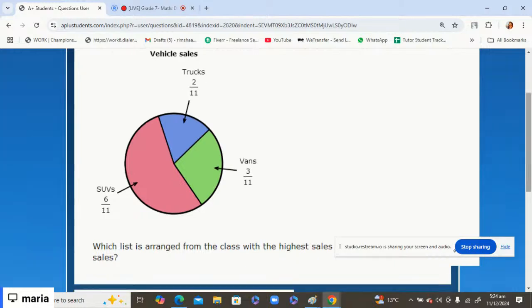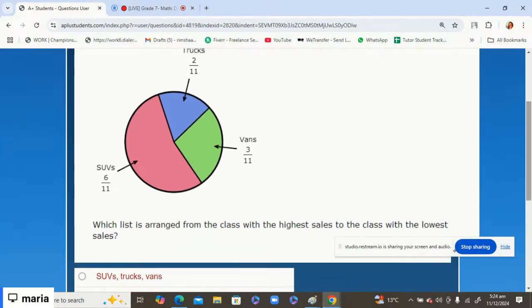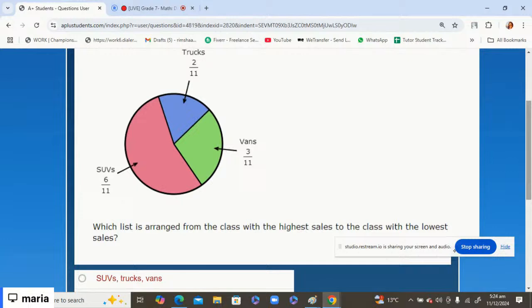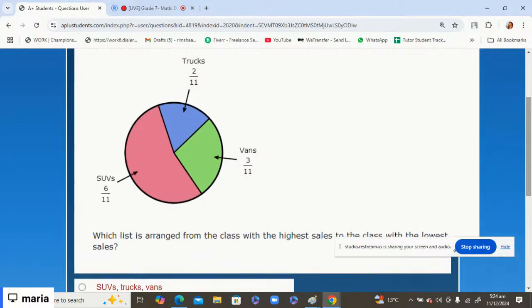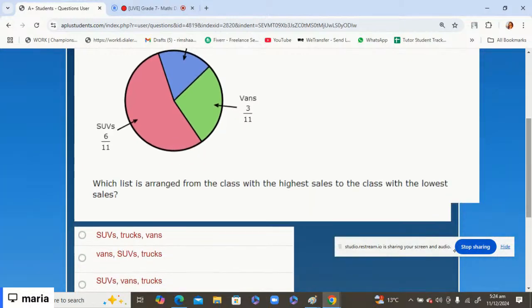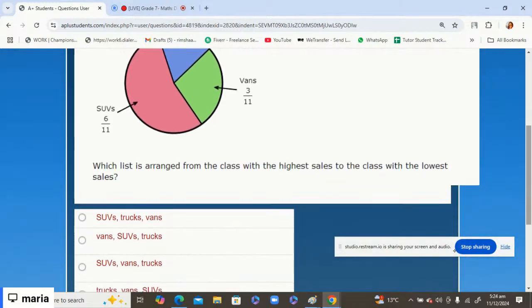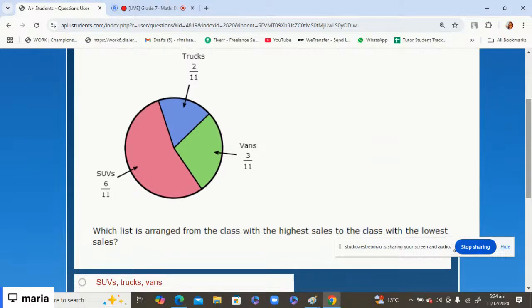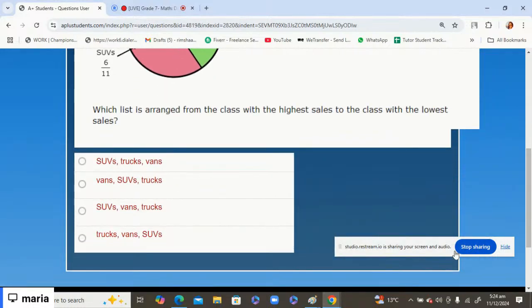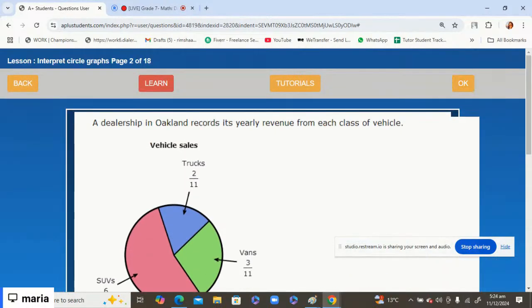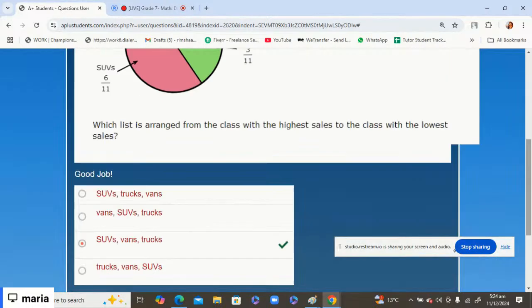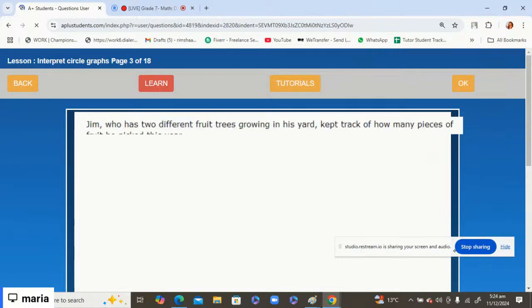So for the highest, all denominators are the same, so we can only check their numerators. Which numerator is greater? 6 by 11, then 3 by 11, and then 2 by 11. So 6 by 11 is SUVs, then vans, and then trucks. SUVs, vans, and trucks, this one. And this is the right answer.